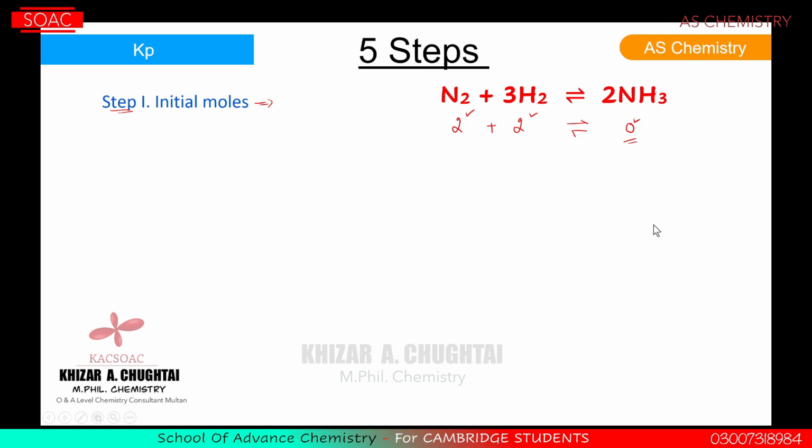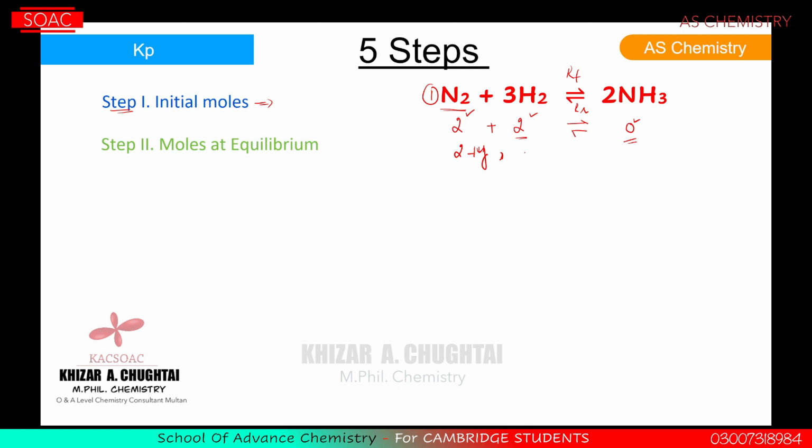After enough time, when equilibrium has been reached, as you know, a time will come when the rate of the forward reaction will be equal to the rate of the reverse reaction. This stage is the stage of dynamic equilibrium. So what are the moles at dynamic equilibrium? I can write for nitrogen 2 minus y, I mean 1y, where y is the moles of change, the decrease in moles of nitrogen, and comma.